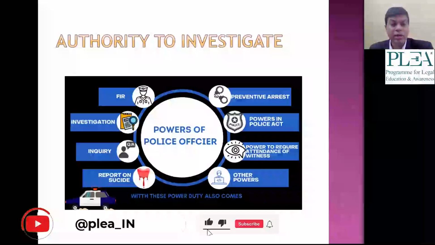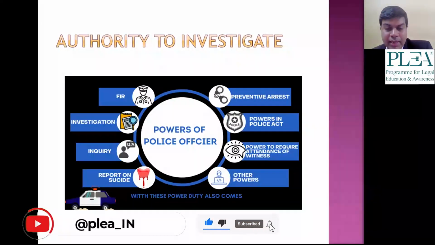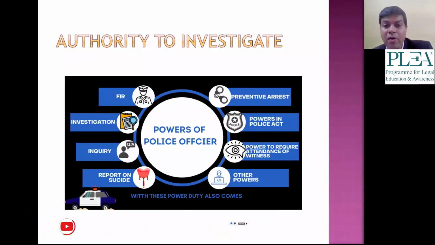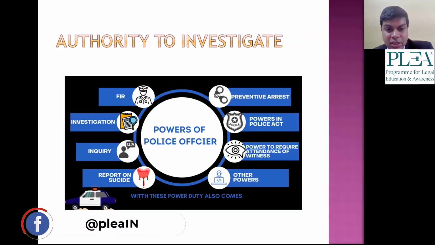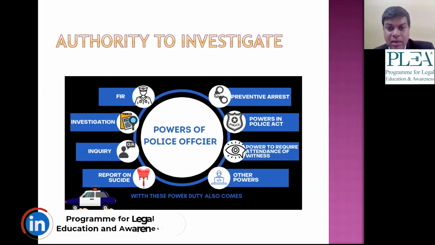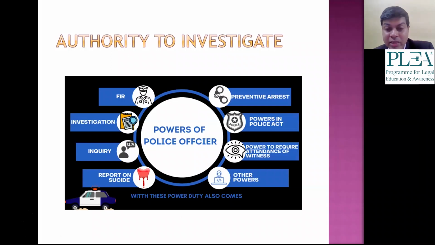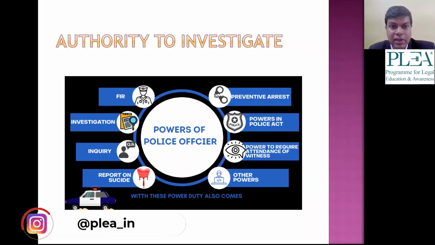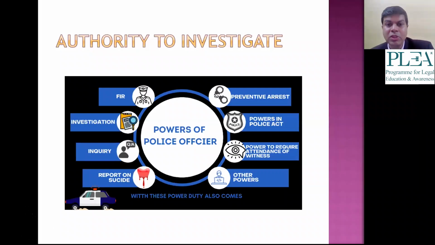Now we are on authority to investigate. So that is FIR. What are the powers of the police officer? That is FIR, then its investigation, then its inquiry, then they also report on the suicide, then its powers as laid down in the Police Act, then its power to require the attendance of the witness. So these are the powers of the police officer. Now we are moving to the next slide, that is information of the crime.